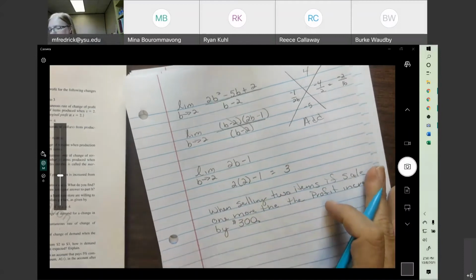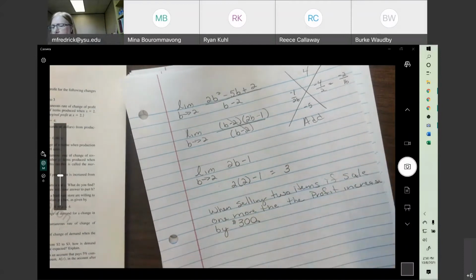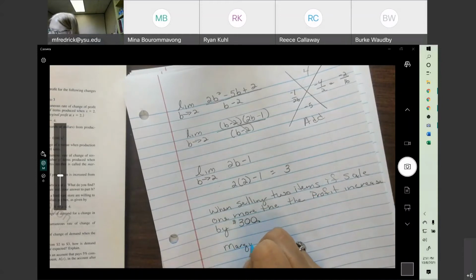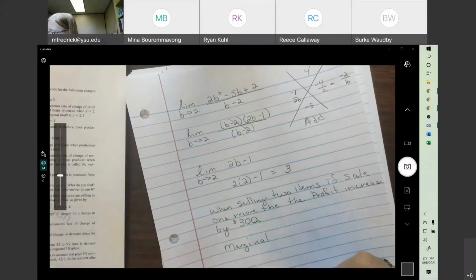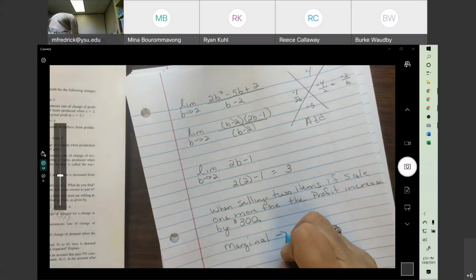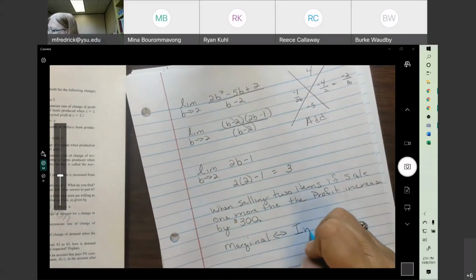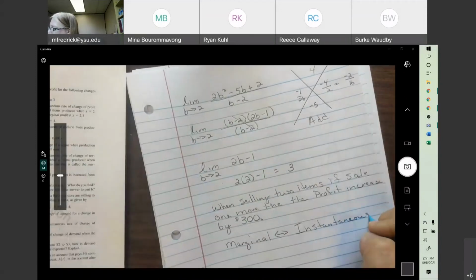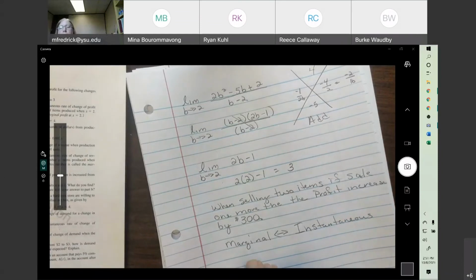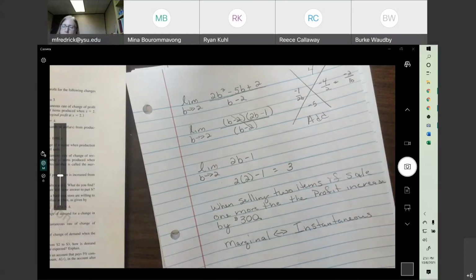Another thing to note, because it also asks you for part D, says find the marginal profit, but marginal, and this is more in the next section, but marginal is the same as instantaneous. So if you're looking for marginal of something, you're looking for instantaneous. But any questions?